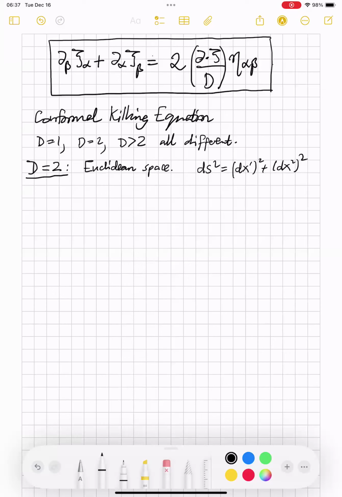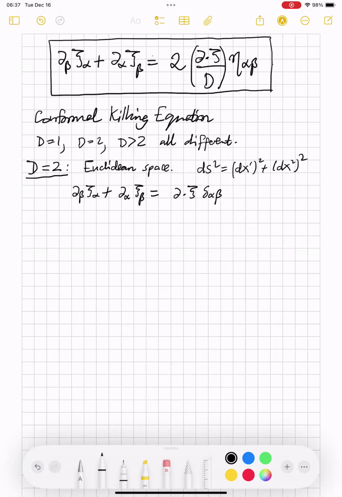So in d equal to 2, what is the equation that we're studying? Well, we've got ∂_β ζ_α plus ∂_α ζ_β is equal to, and now the 2 and the d cancel, then we've got ∂·ζ, and the metric is just δ_αβ, the usual Kronecker delta.